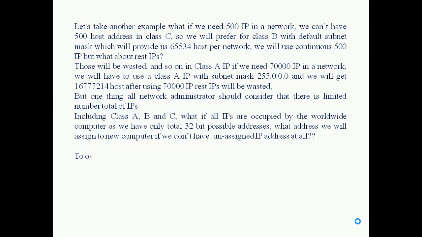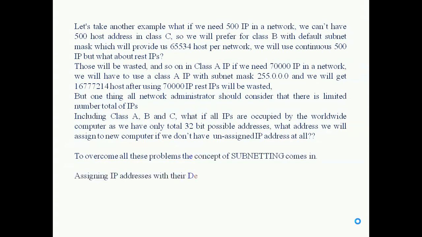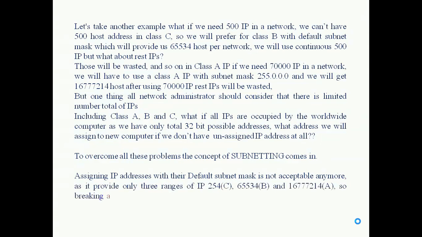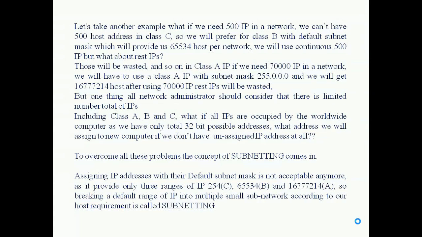To overcome this problem, the concept of subnetting comes in. Assigning IP addresses with the default subnet mask is not acceptable anymore, as it provides only three ranges, that is 254, 65,534 and 16,777,214 hosts. So breaking a default range of IPs into multiple small subnetworks according to our host requirement is called subnetting. And how can we do that?